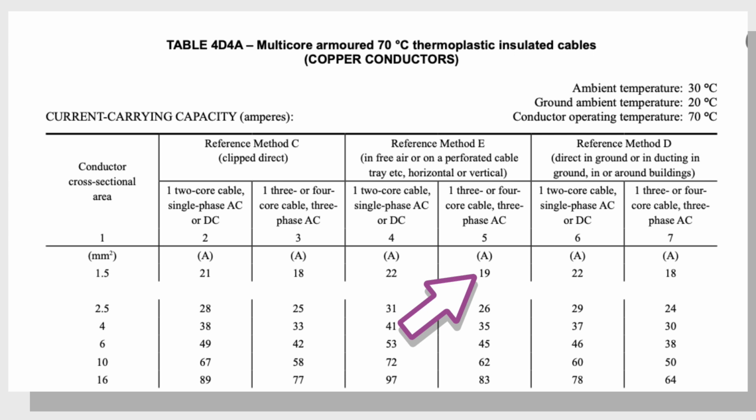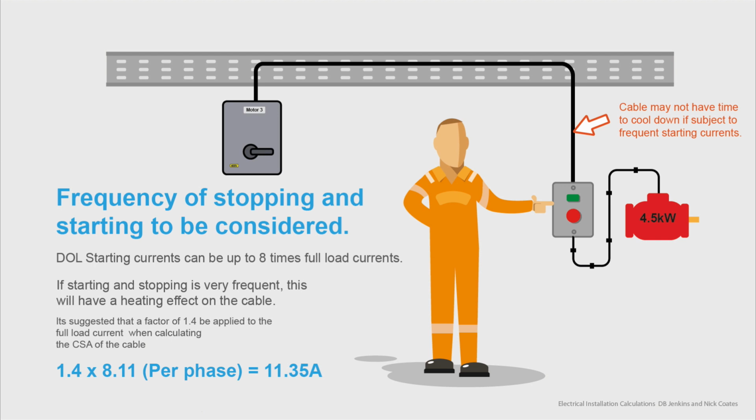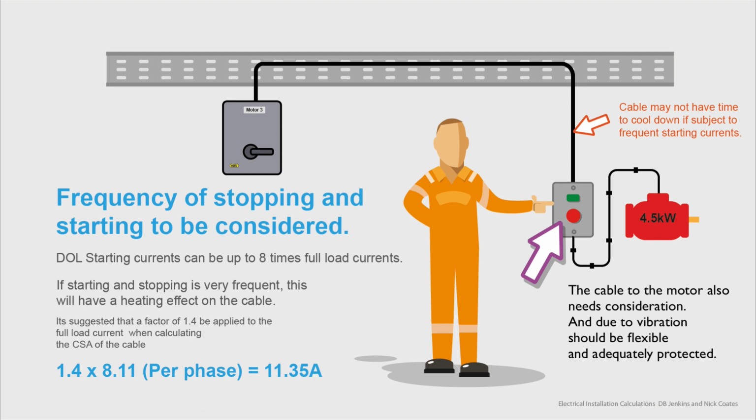We've got to do our correction factors yet, but it is a useful preliminary step, so you're not wasting your time choosing unsatisfactory cables. This would be a good time to consider how often the motor is going to be stopped and started, because our DOL starting currents can be up to 8 times the full load current. That can have a heating effect on the cable. The cable hasn't got time to cool down between switching events. This can become very involved, but the basic suggestion is to times the full load current by 1.4. In our case, we had a design current of 8.11 amps times 1.4 equals 11.35 amps per phase. And this is a consideration when we come to choose our IT.